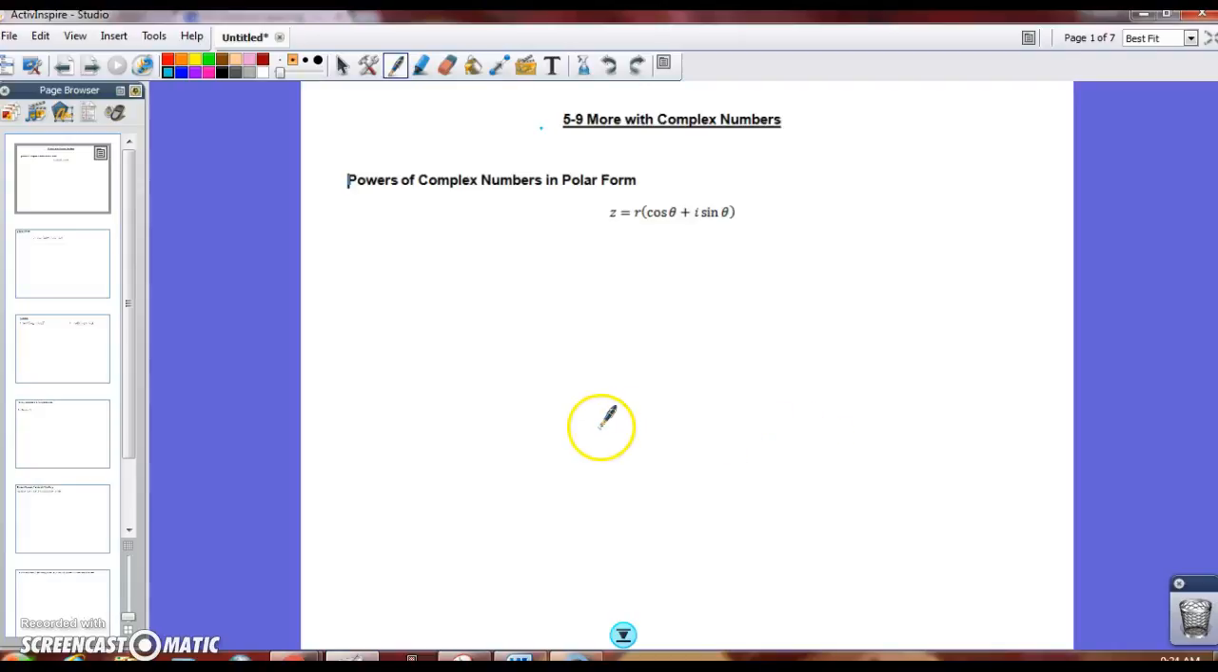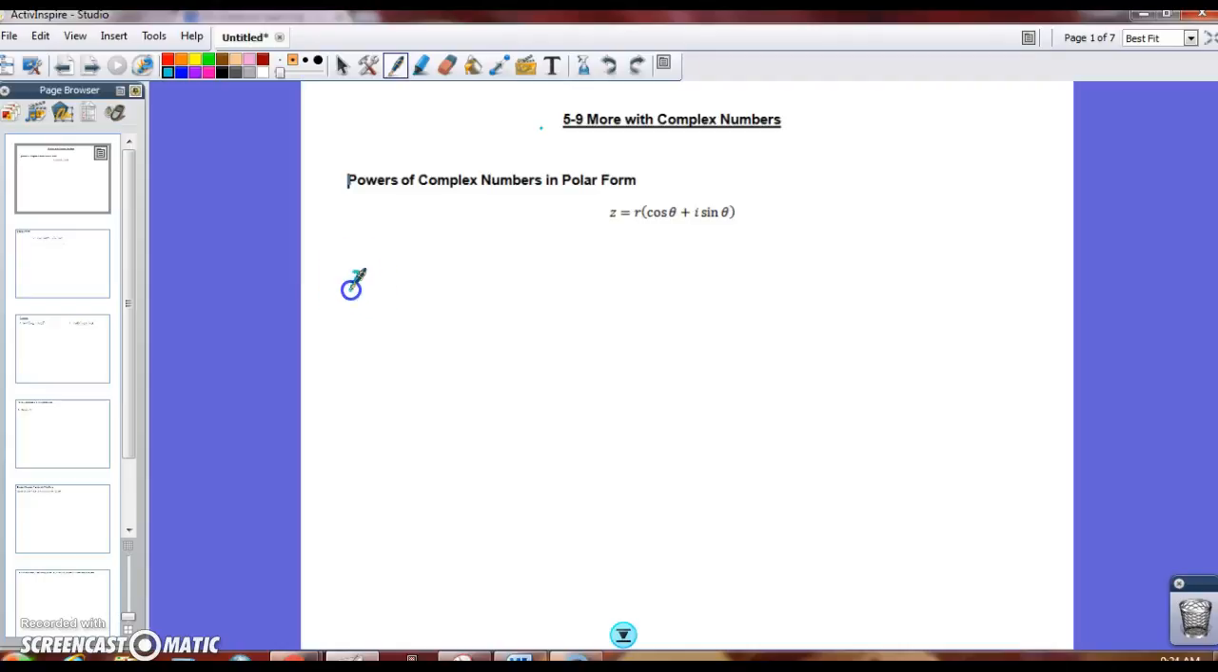Folks, today we're going to continue our discussion on different things we can do with complex numbers. We'll start with talking about powers of complex numbers. I'm going to jump right in here. So this, remember from yesterday, is the general polar form of a complex number.